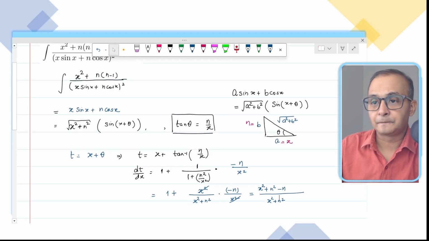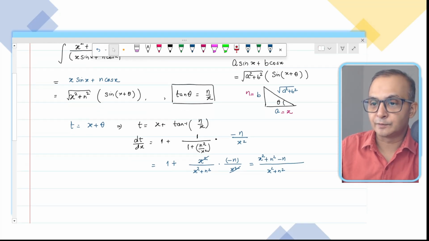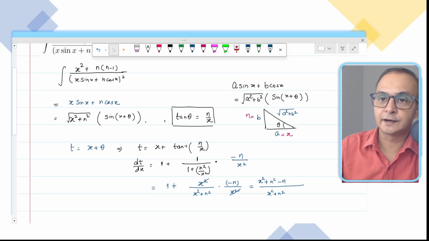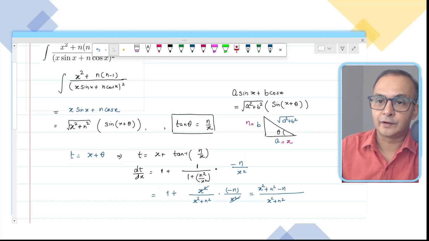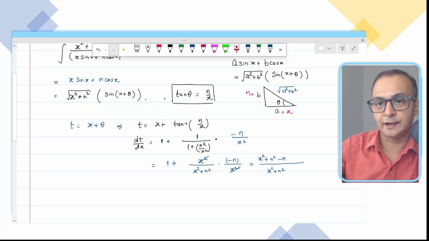You notice one thing. I have x squared plus n squared divided by n minus 1 on the top. So we are getting something like this. But before that, we have to write this x sin x plus n cos x in that format. So when you write, what do we get?